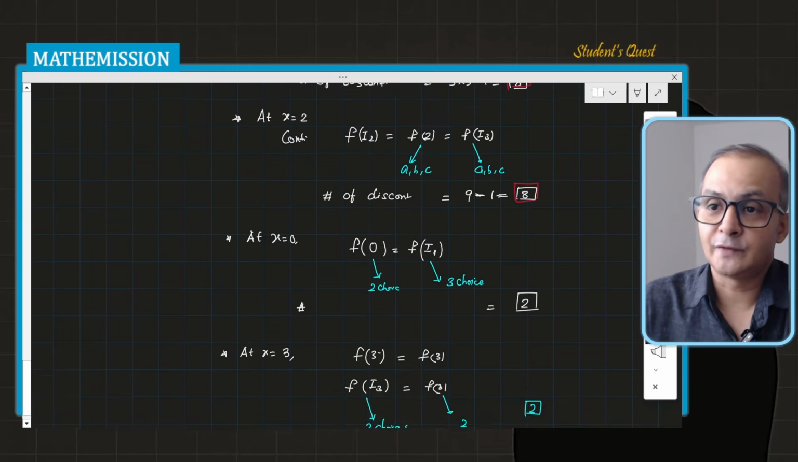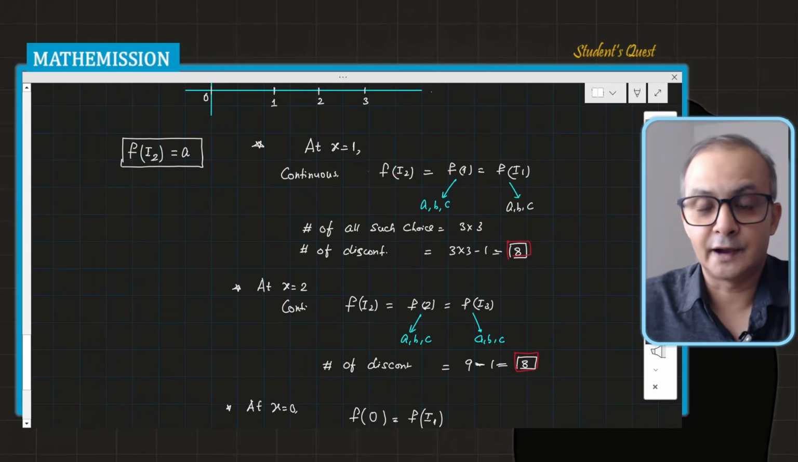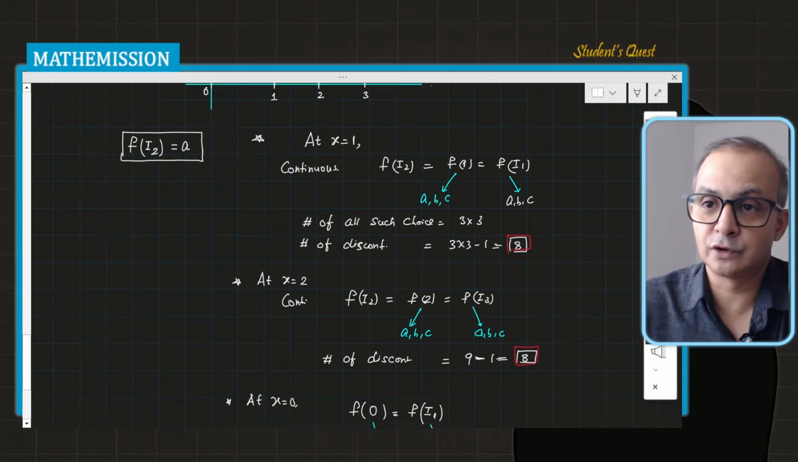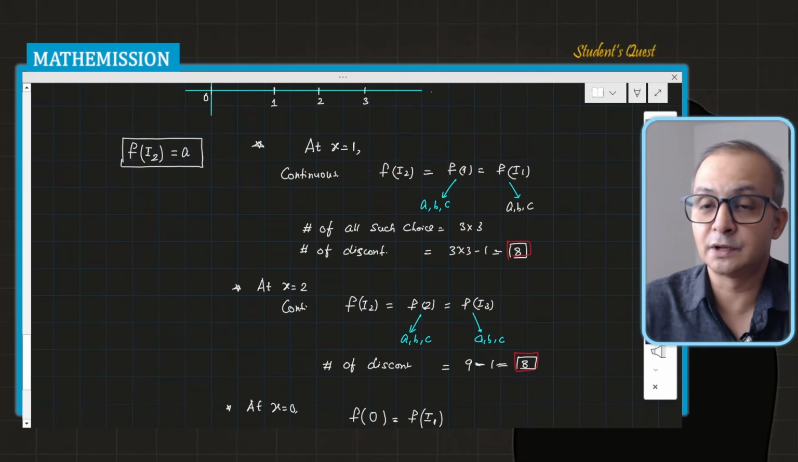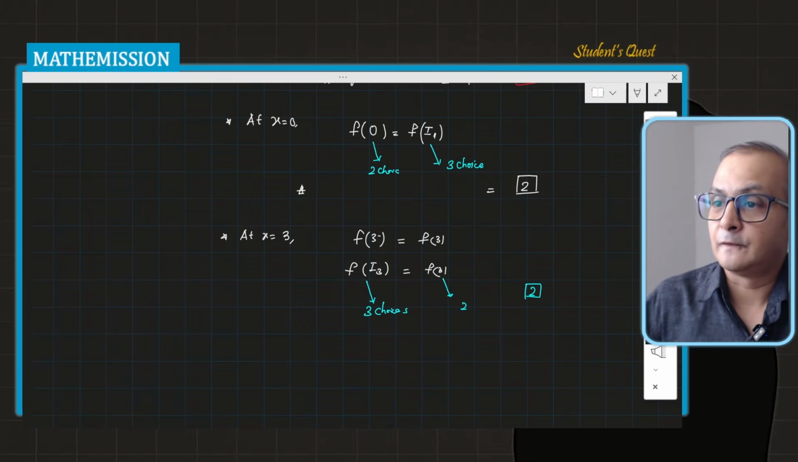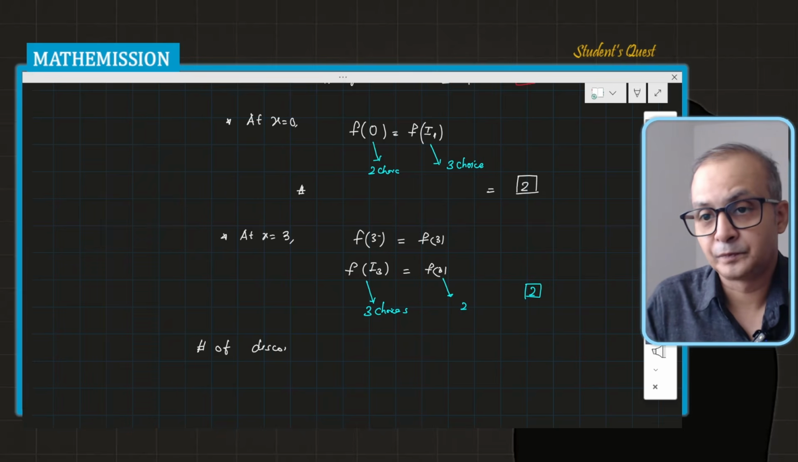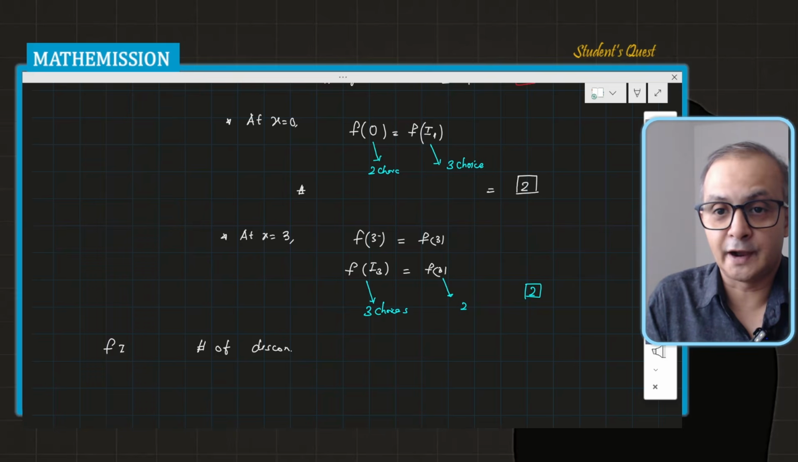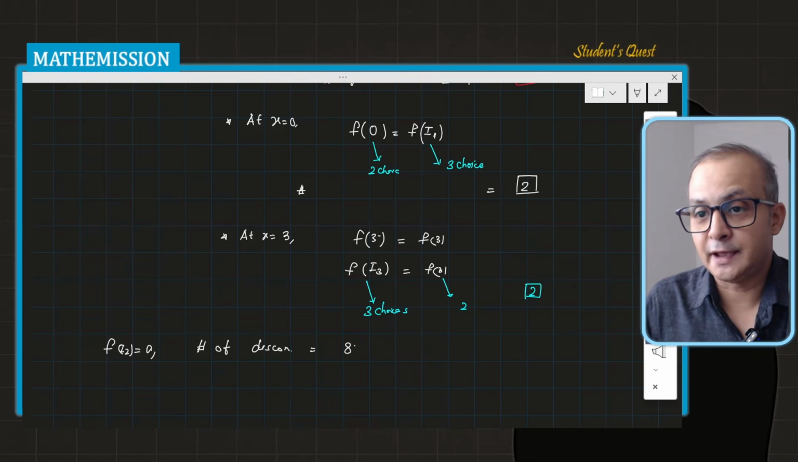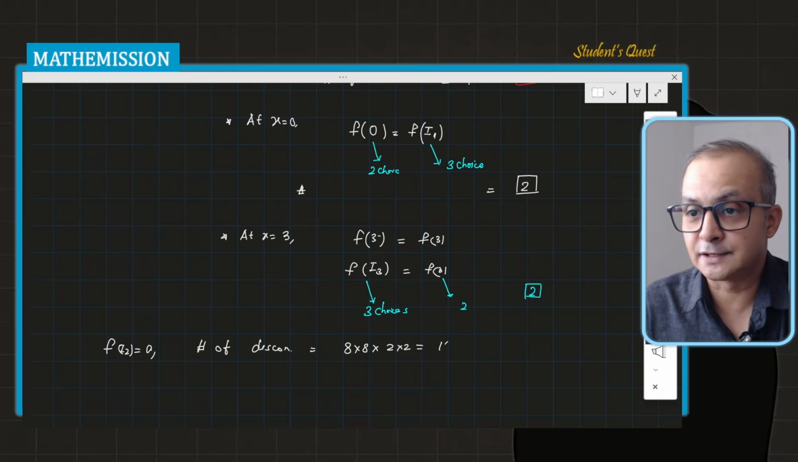So what will happen if I assume that f of I2 is equal to a? These are the possible number of discontinuous functions they're asking. So what is the total number of discontinuous functions, provided f of I2 is equal to a fixed quantity a? It is going to be 8 into 8 into 2 into 2. That is going to be 16 into 16, that is 256.